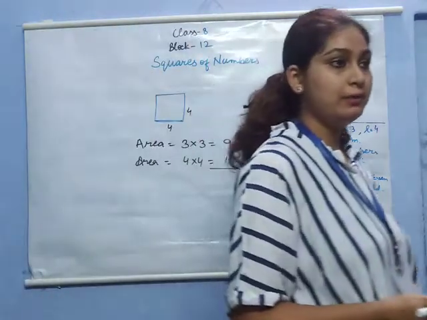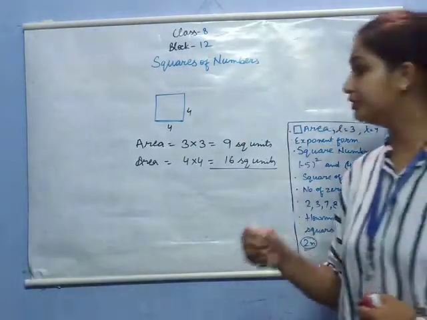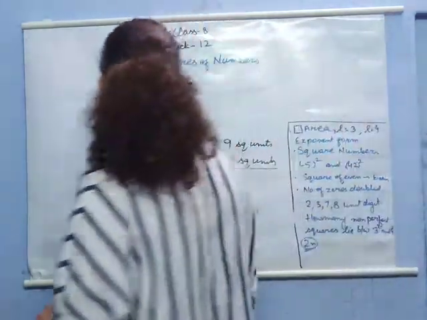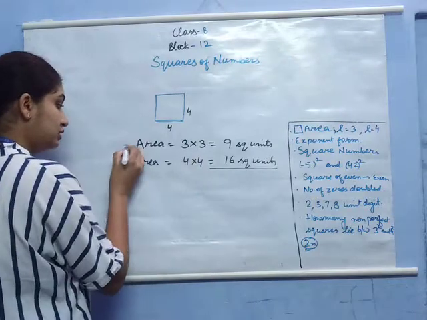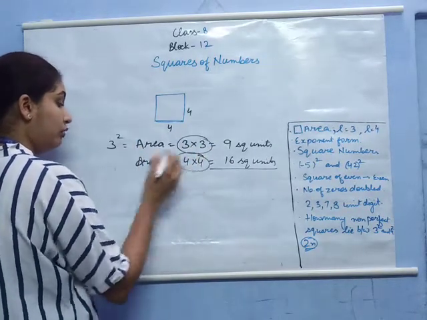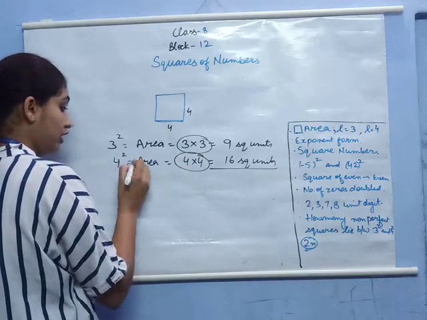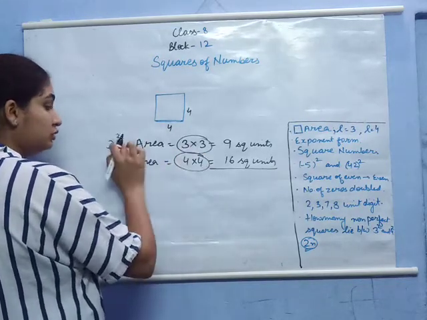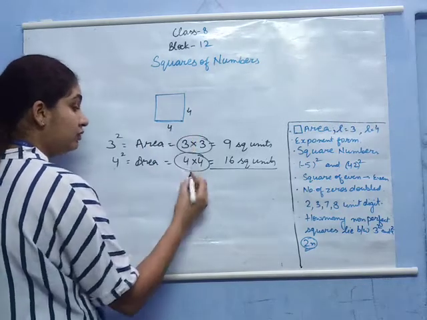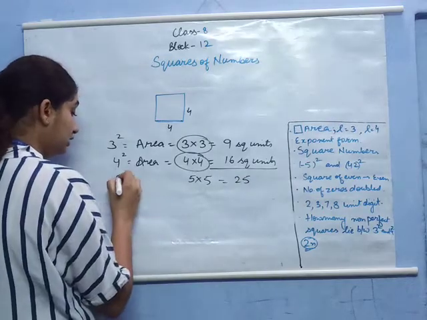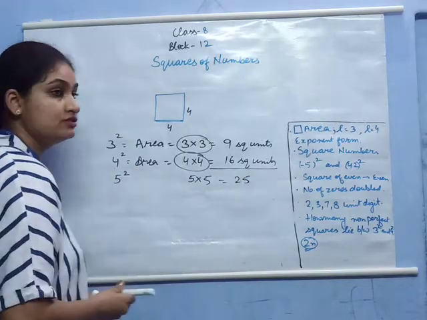If I say you have to represent this number in the form of exponents. You know exponents, right? How are we going to represent this number as an exponent? 3 square. 4 square, 4 multiplied by 4 two times. 3 multiplied by 3 two times. Right? If the side will be 5, 25, then the exponential form will be 5 square.